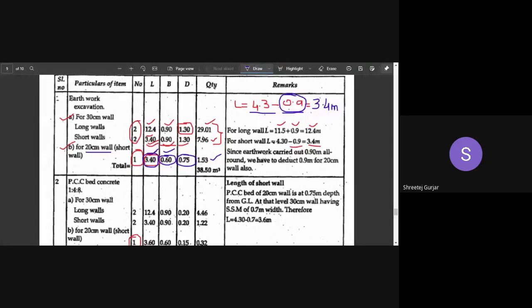So we are done with earthwork. I hope you have understood how you have calculated all the quantities concerned with earthwork in excavation. If you have anything to ask, if you have any doubt, you can ask now, and others can copy it down quickly.